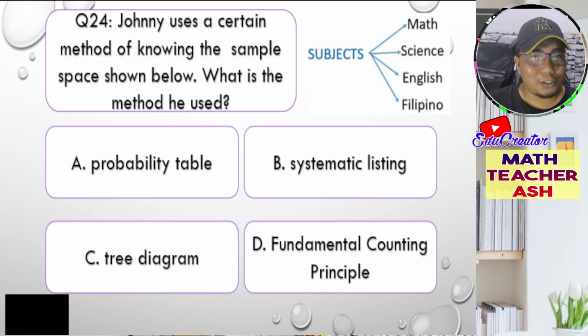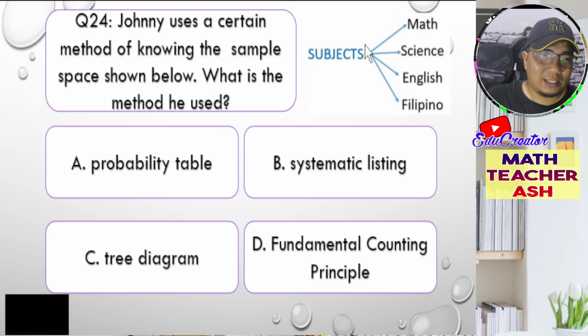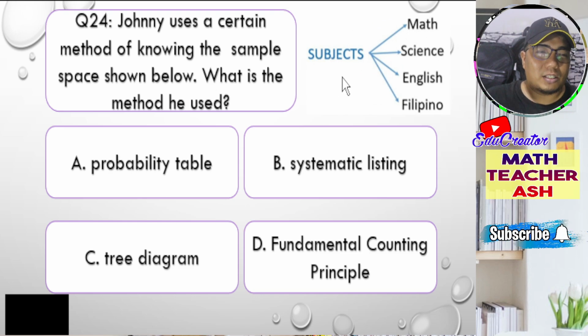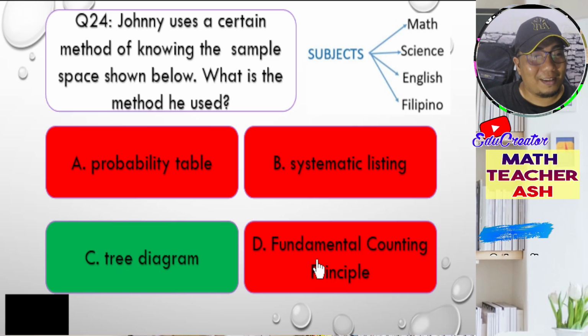Okay, math learners, as you can see in this example, it is a diagram. So basically, you don't need to complicate the question itself because the example here is a diagram. The subject is connected to several subjects. So the correct answer here is tree diagram. Okay, so that is very simple, my dear math learners.